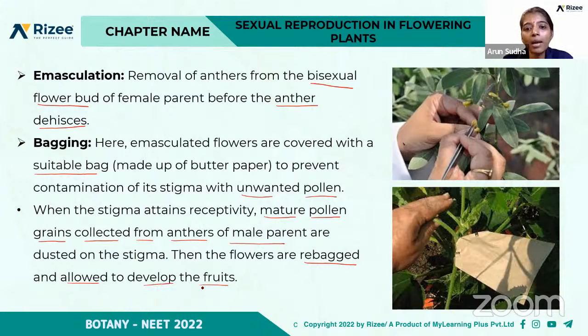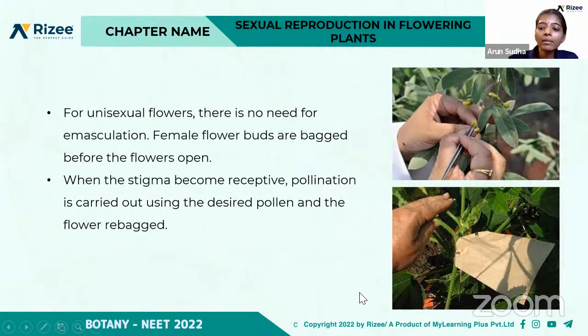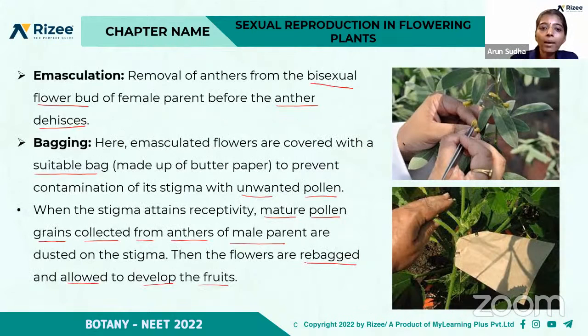Now the stigma has landed with the pollen of a particular character that we want, right? So that is artificial hybridization. The flowers are again rebagged and allowed to develop the fruits. So this is the method of emasculation and bagging.